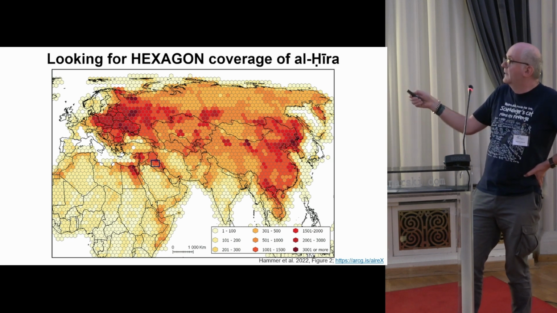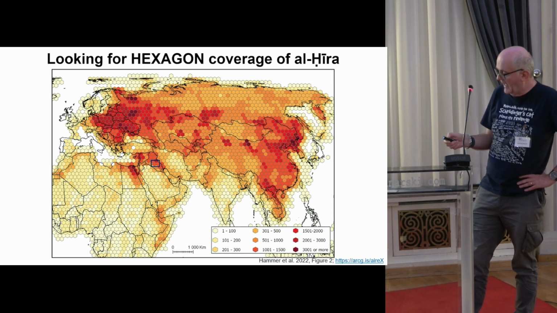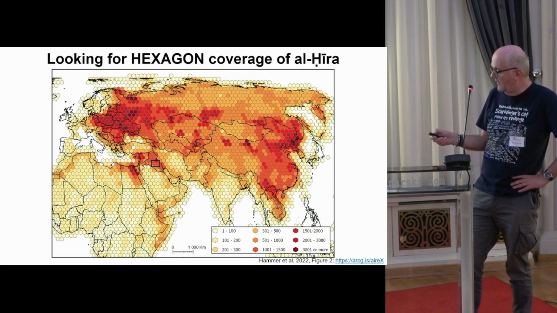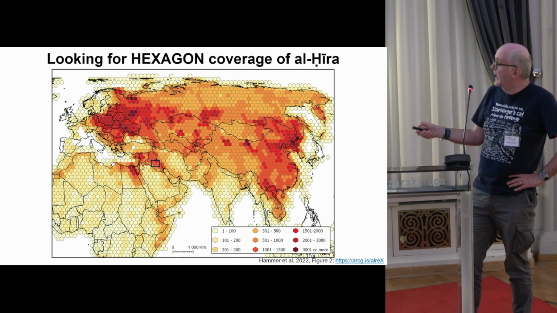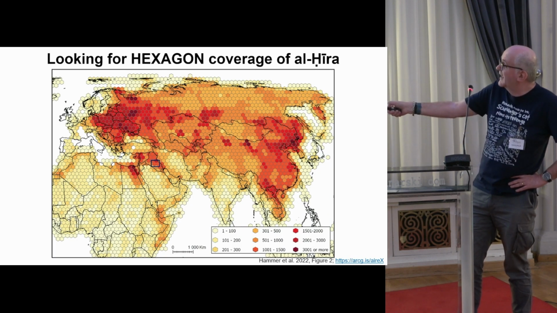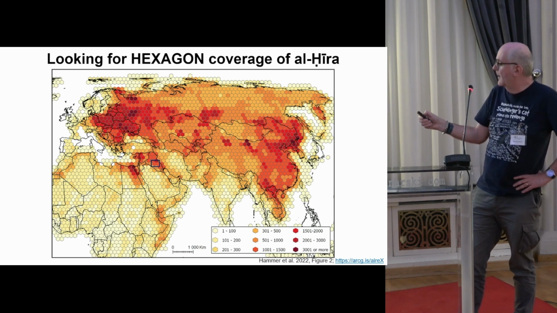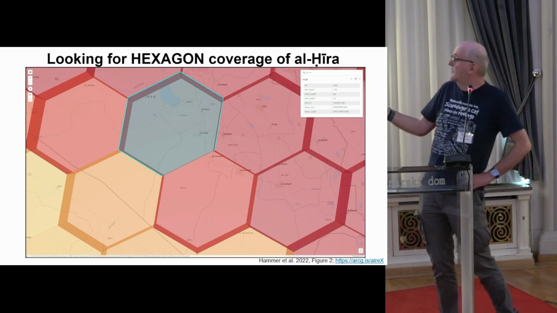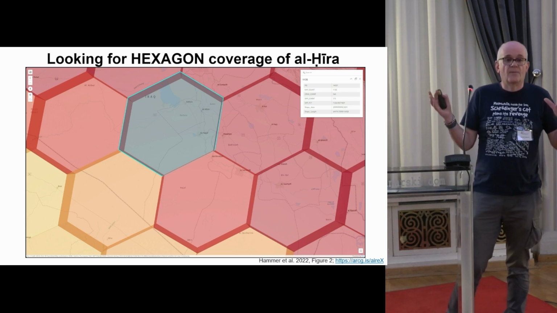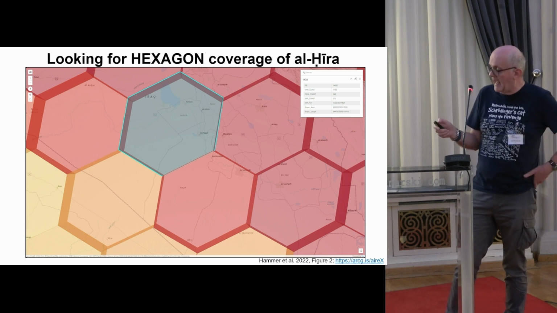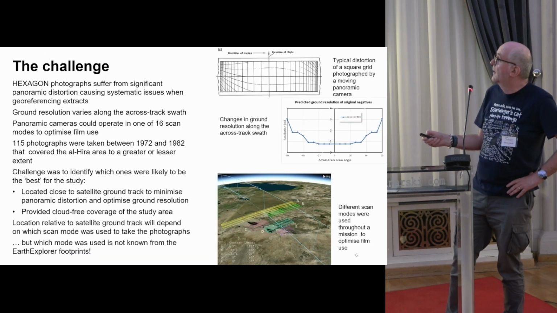Each of these little hexagons that they put are color coded for the number of images that are covered in those areas. If we zoom in, al-Ḥīra is this square. You can just about see it here in Iraq. If we zoom in, there's around about 1,000 images that are covered by that hexagon. So that's given a bit of a problem of deciding which one shall we go for.